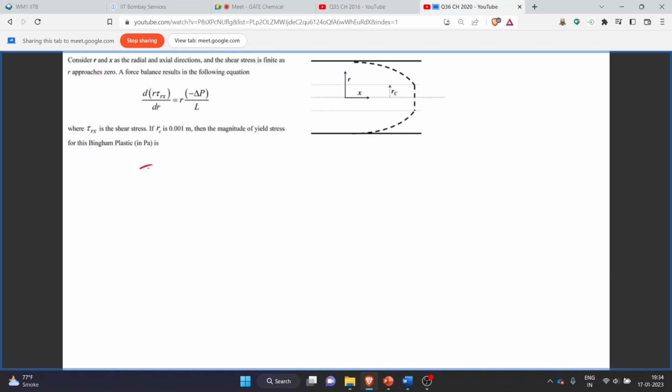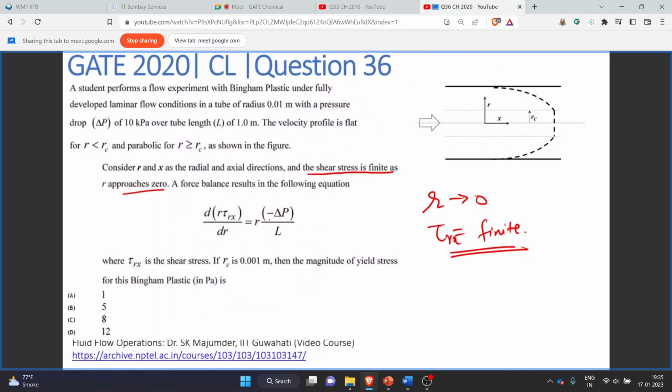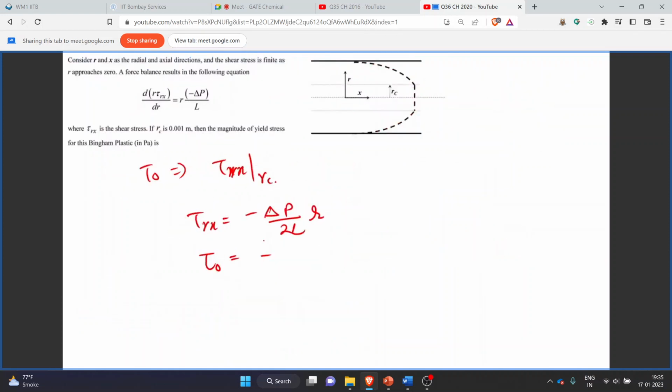So now we have to find tau naught, which is basically tau rx at rc. So tau rx we found out as minus of delta p upon 2l into r. So if you put r equal to rc, then we will be getting the yield stress, that is tau naught. So delta p we have been given as 10 kilopascal, length we have been given as 1 meter, and critical rc is 0.001 meter.